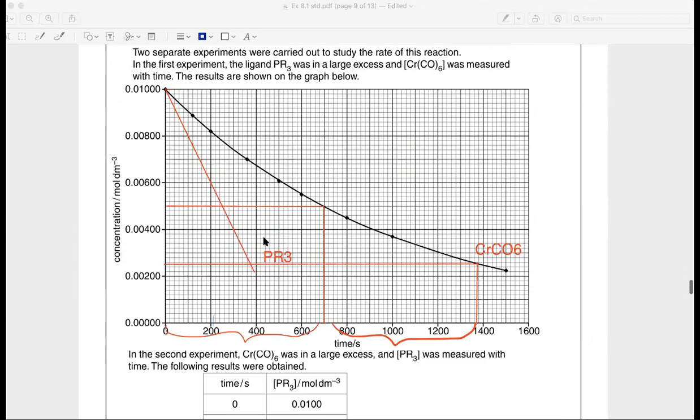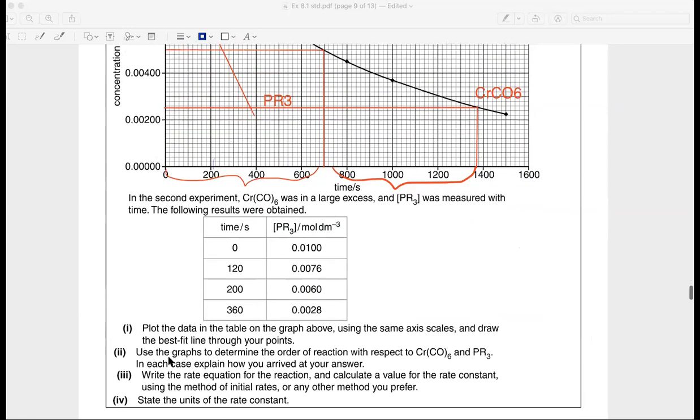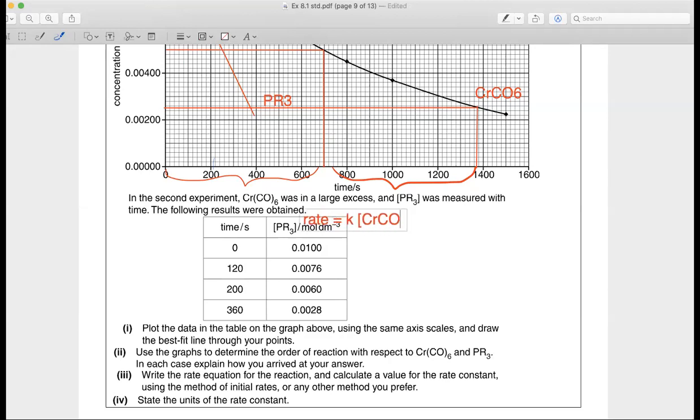So that tells you PR3 is order 0, chromium is order 1. You need to write the rate equation for the reaction and calculate a value for the rate constant. This is what you tend to get confused about. So my rate is equal to k times the concentration of chromium. That's all. PR3 does not appear in my expression. So they want you to find the value of the rate constant, so they want you to find k.